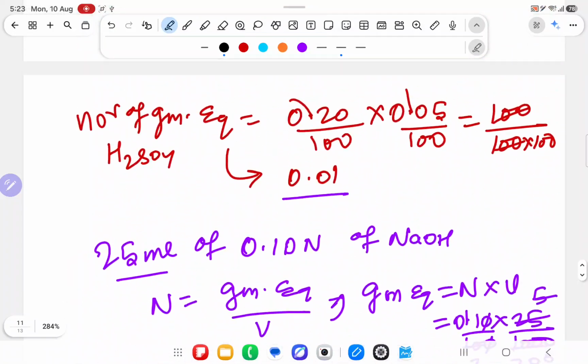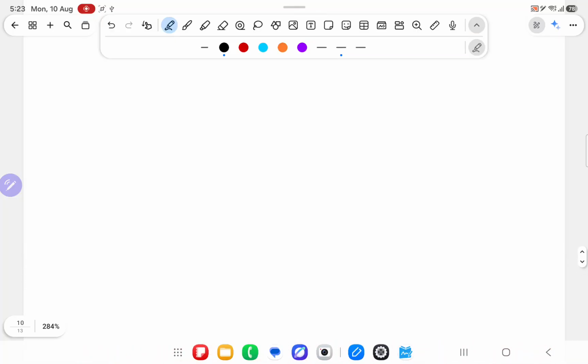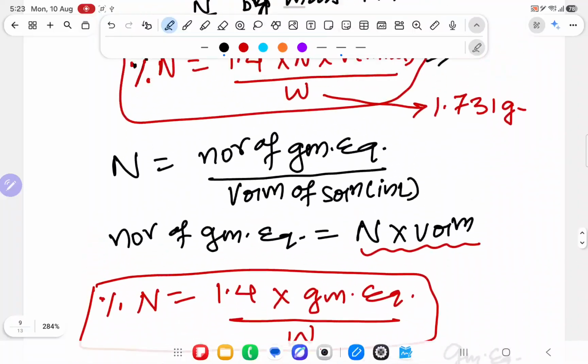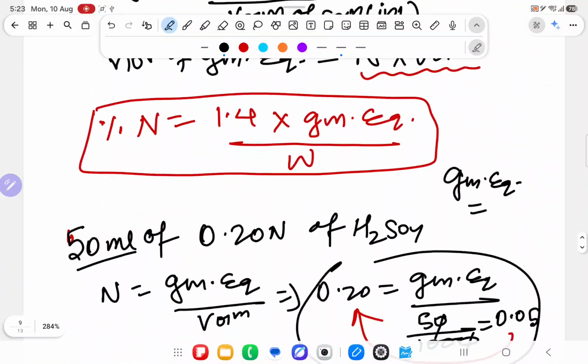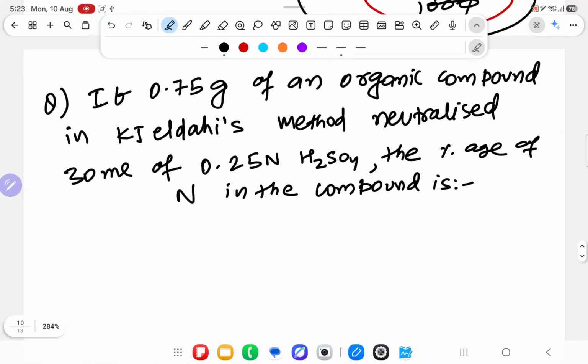Understanding? If not, then please see it once again. Over here the problem is that two things are given, so we can't use the formula directly. If both are acid or both are base, then we can use it directly. But one is acid, one is base, and acid and base neutralize, so some part will go in neutralization only. Understood? Now next question we have.